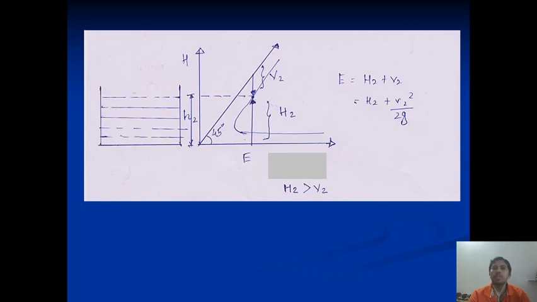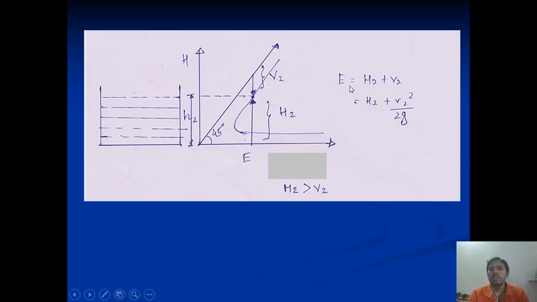But again in both cases you observe that the specific energy remains the same. It means at depth H1 you observe that the depth is low but the velocity is high. In the second case you observe that the depth is greater but the velocity is low. So these are the simultaneous relations between depth and velocity. Somewhere we observe that depth is less but the velocity is high, and somewhere else we observe that depth is greater but the velocity is low.